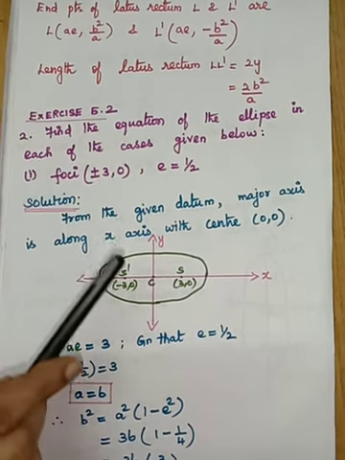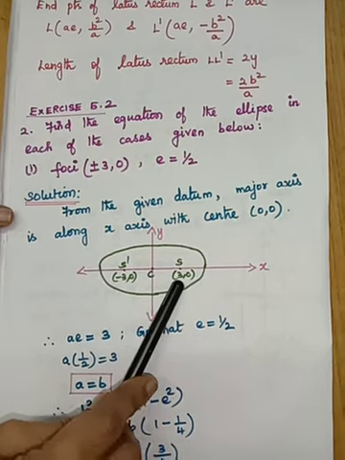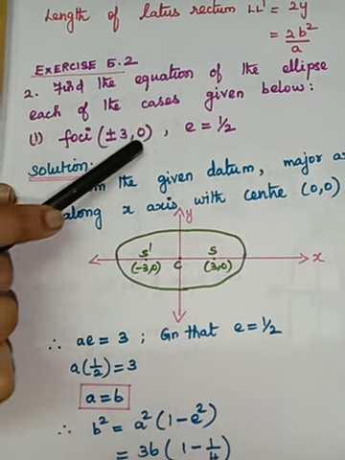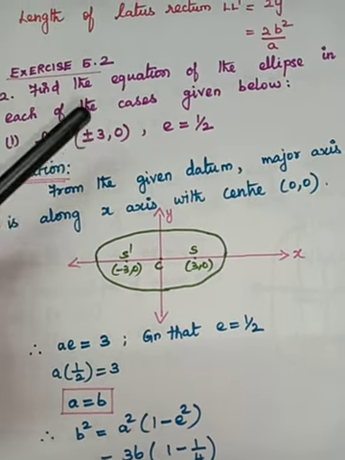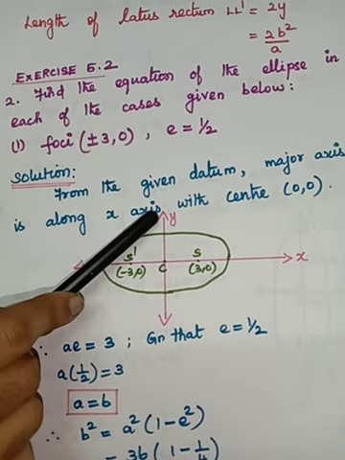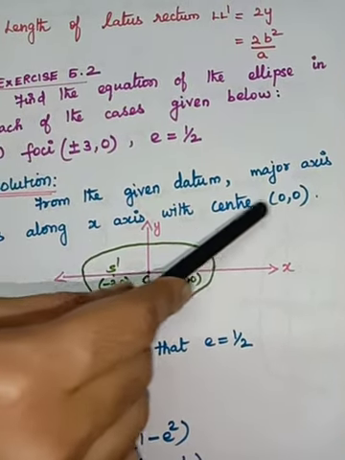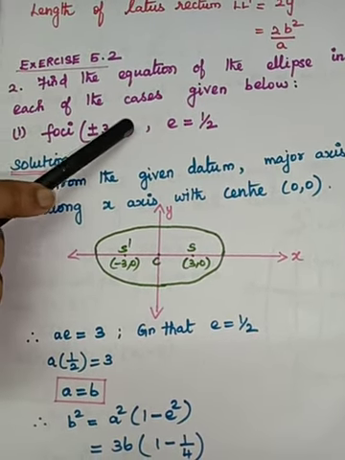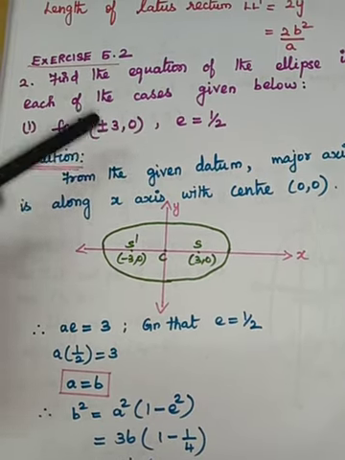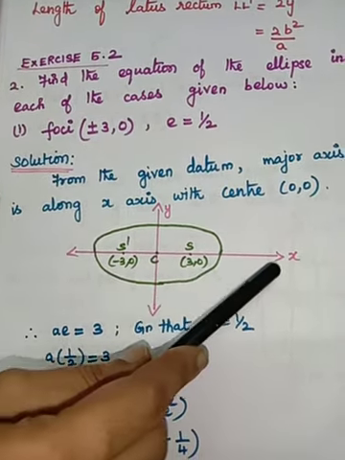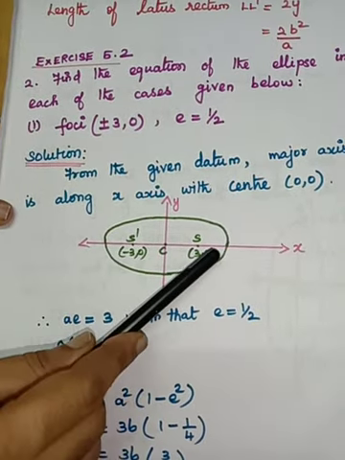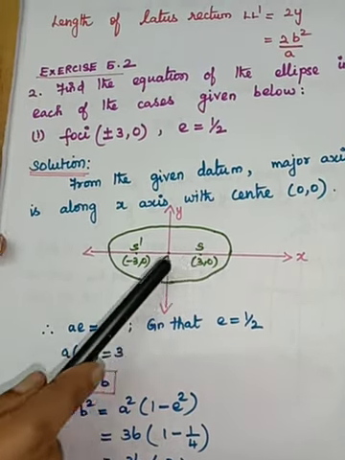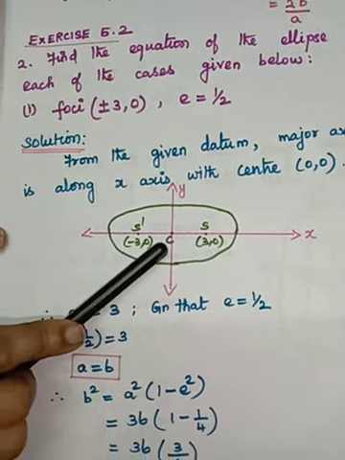So see that first I have marked plus 3, 0 here and minus 3, 0. From this result, we can decide, you see that the y coordinate is 0. So therefore, the major axis of the ellipse is along the x-axis, with center 0, 0. Because for the foci plus or minus 3, 0, the y coordinate is 0. If any point has y coordinate 0, it is on the x-axis. So your major axis of the ellipse is on the x-axis. What is the center? 0, 0. This is the center.